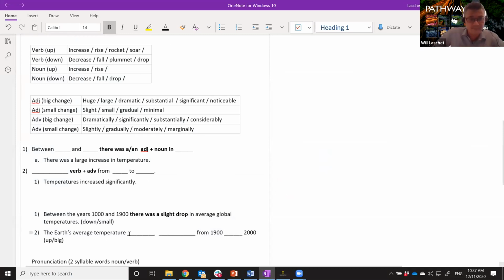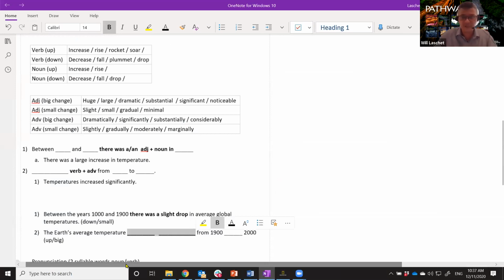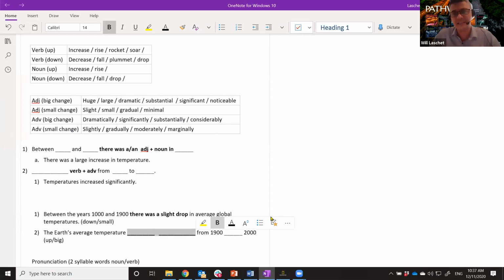So the Earth's average temperature. So this one here, we've got the Earth's average temperature. This time we want a verb and an adverb. So what are we going to put in? The Earth's average temperature. So we want verb plus adverb. Now someone's put in here, Dan has put rises dramatically, but we need it in the past tense. Amu's put substantial increase. Now that's the wrong form. Okay, so we want verb and adverb.